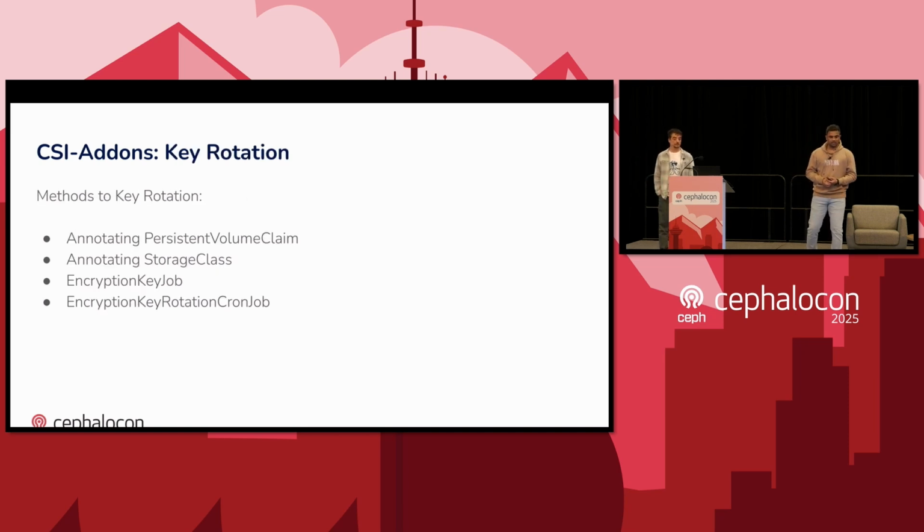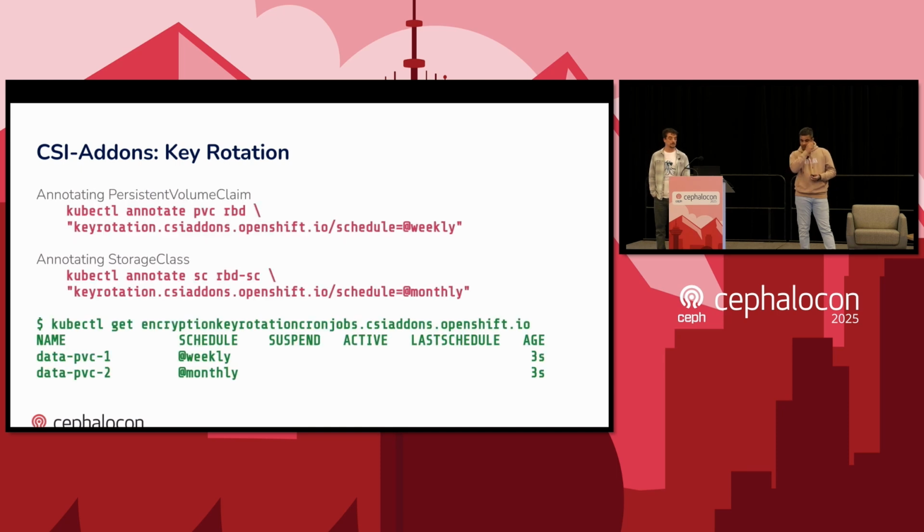Yeah, the key rotation. User will create certain CRs or use some different ways basically to rotate the keys. So as Niels mentioned, PVC to RBD image is a one-to-one mapping. So we provide different ways to basically rotate the keys. The first one was that user can just annotate the persistent volumes which are encrypted and put an annotation saying, I want to rotate my keys every week. So we take care of rotating the keys every week.